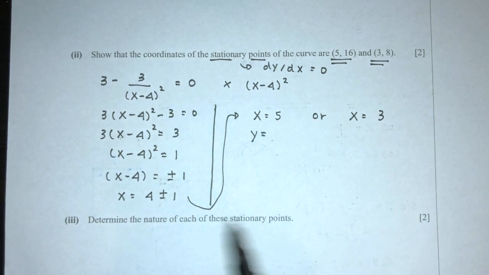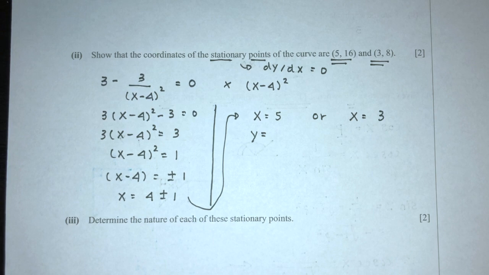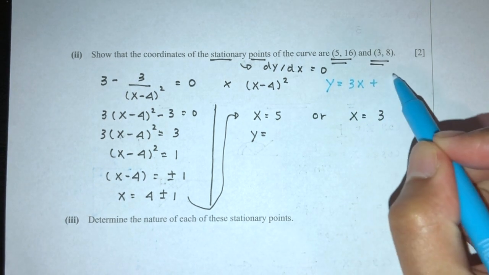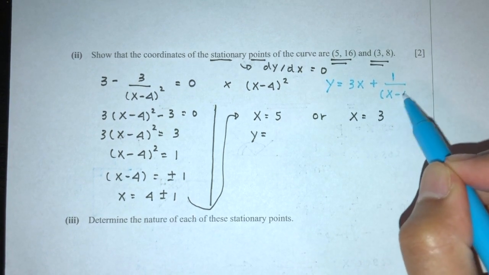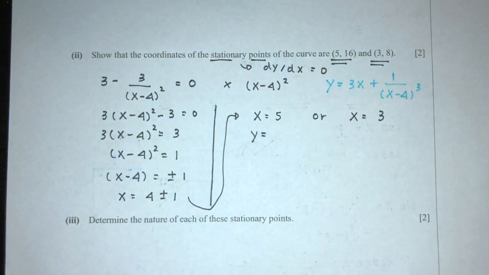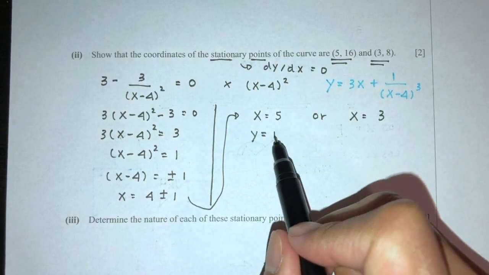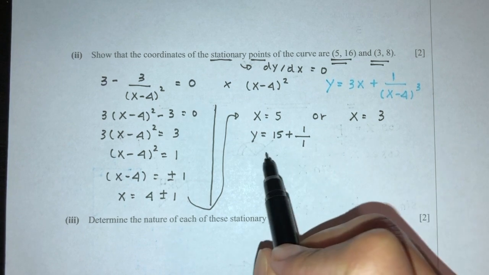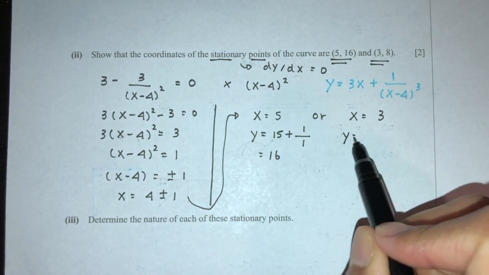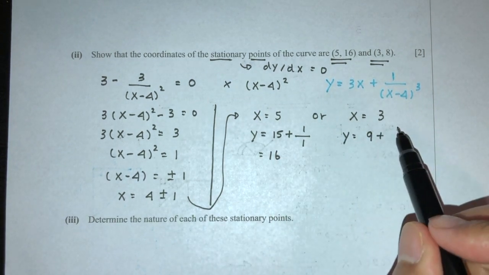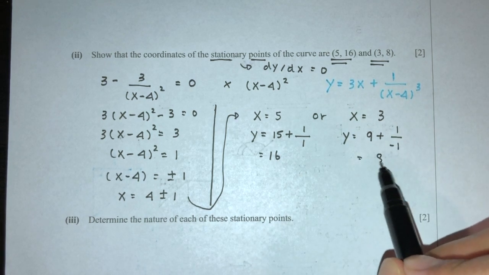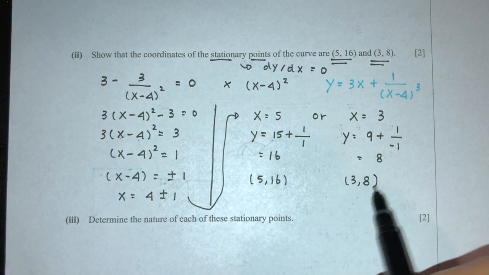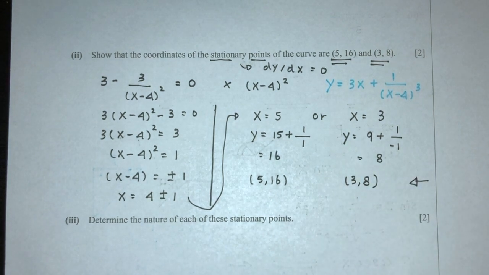Find the value of y. y is your main function. So let me write this down again. y is from the question itself. It is 3x plus 1 over (x minus 4) cubed. So y will be 3 times 5, which is 15, plus 1 over 1. That will be 16. Then y will be 9 plus 1 over minus 1. That will be 8. So (5, 16) and (3, 8). This is shown as required for part 2.